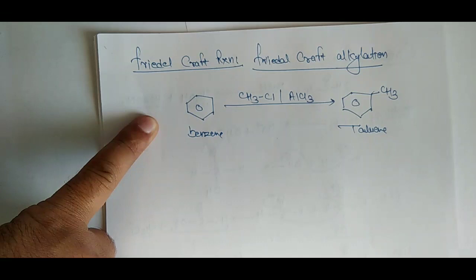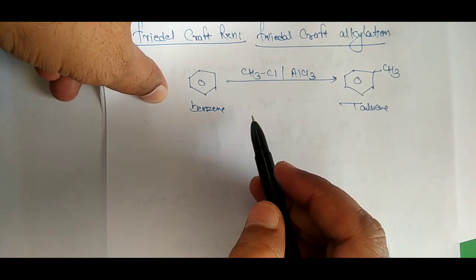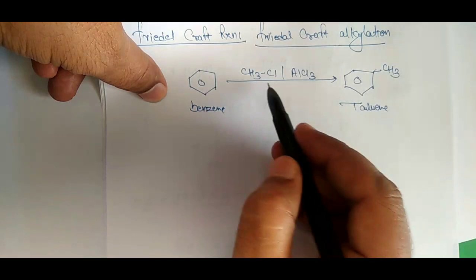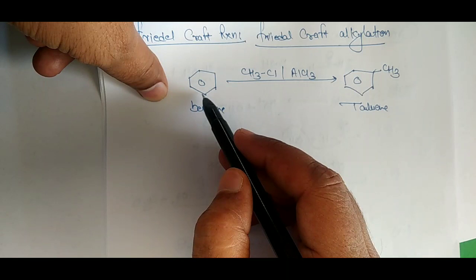So what is the mechanism exactly here? So we will try the mechanism of this Friedel-Crafts alkylation reaction. See here, you know that very well, this is the reactant, this is the product, and this is the reagent. Firstly, the reagents will react with each other, resulting in the generation of an electrophile, and the electrophile will attack the reactant and change it into the product. Now let's see the mechanism of this reaction.